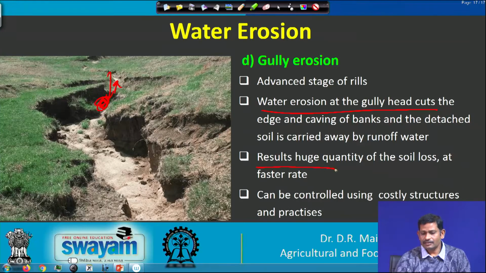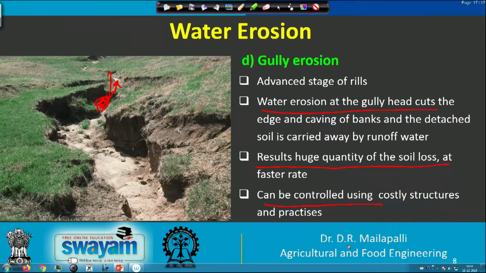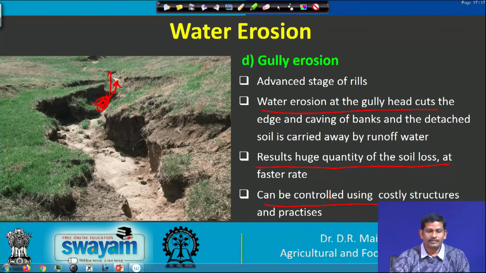So, a huge quantity of soil loss takes place at a faster rate here, and it can be controlled using costly structures and practices. We are going to discuss those structures in the following lectures.